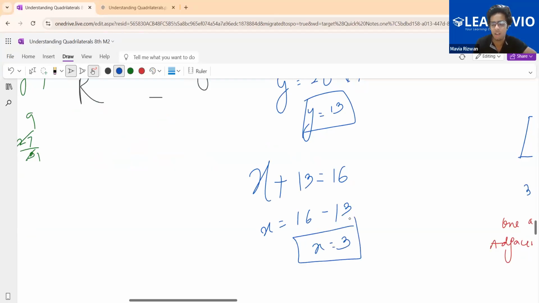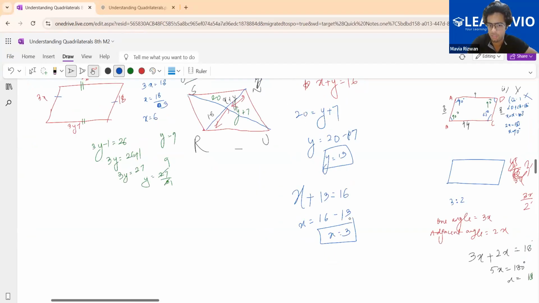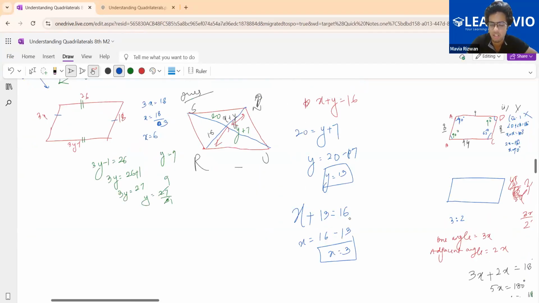Is this clear? How did I do this? Yes, sir. The diagonals cut each other in half. Minisha, is this clear? Abu Bakr, is this clear? Aman, is this clear? Yes, sir. Okay, please note this down.